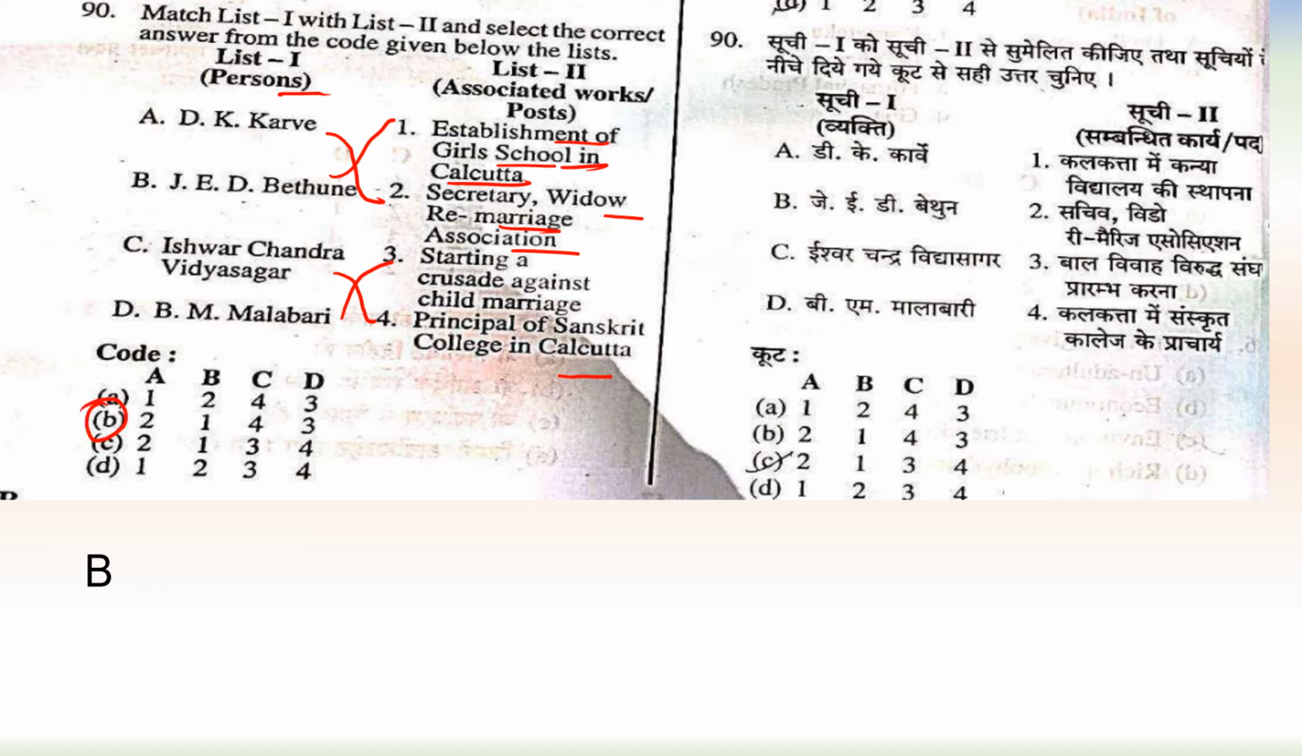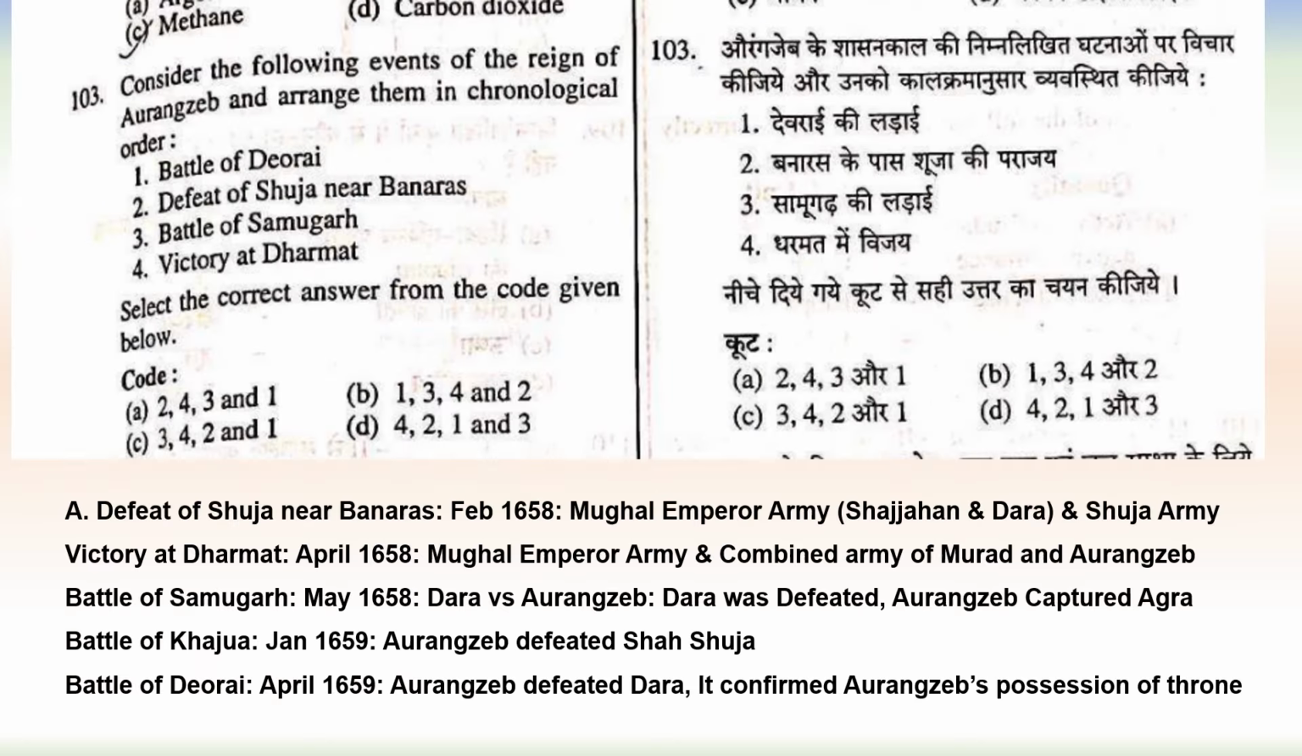D.K. Karve, Secretary of Widow Remarriage Association, J.E.D. Bethune, establishment of girls' school in Calcutta. Ishwar Chandra Vidyasagar was principal of Sanskrit College in Calcutta. B.M. Malabari, he started a crusade against child marriage.